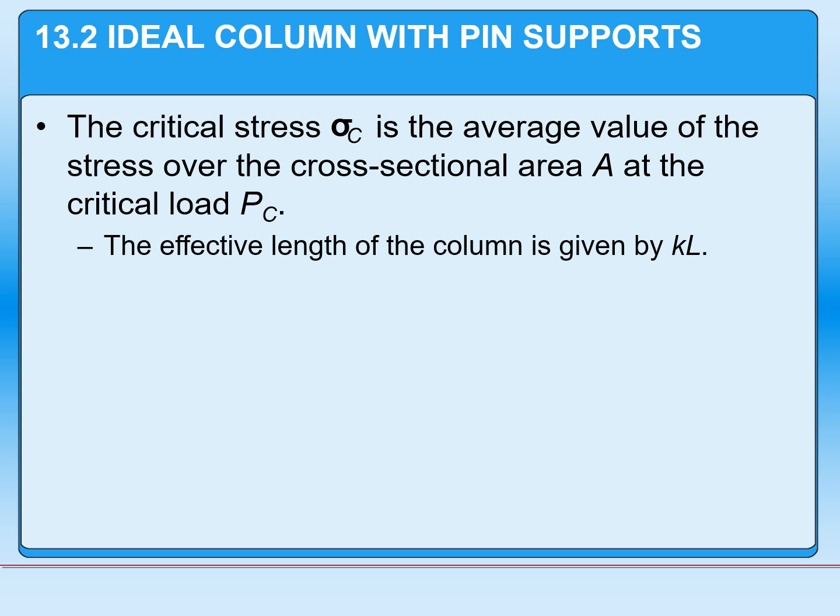Now our critical stress, sigma c, is going to be the average value of the stress. Right? It's going to be the critical load divided by the cross-sectional area. In terms of that KL, that's what's referred to as the effective length of the column. We'll discuss that further in the next section.